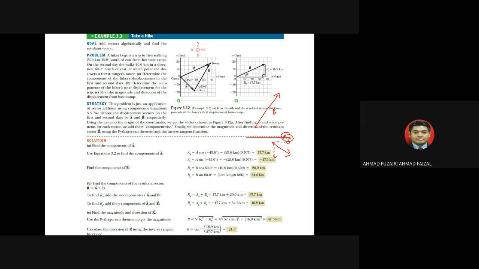So BX akan duduk belah sini. BY akan duduk sebelah atas. Jadi sebab itulah dua-dua dapat positif. So sebab tu saya kata theta ni tak perlu pun letak negatif atau positif. Dia hanya mengelirukan awak nanti. Tapi awak kena faham benda ni dia datang disebabkan oleh keadaan components vector tu.